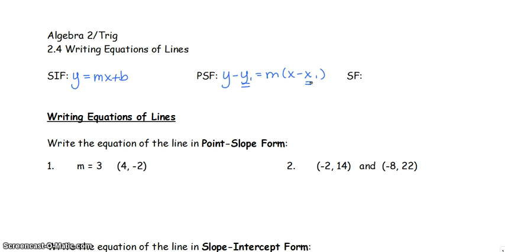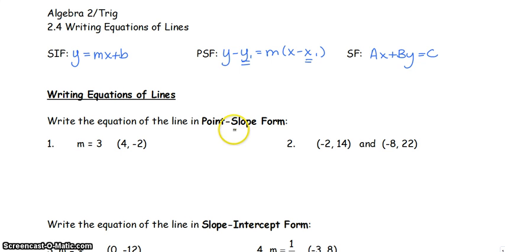And last is standard form, that is ax plus by is equal to c, and that basically just means that you have your x term first, your y term second, and it's set equal to your number. You can't have any fractions or decimals in standard form. So when we go to write equations, we want to write the equation first in point slope form.